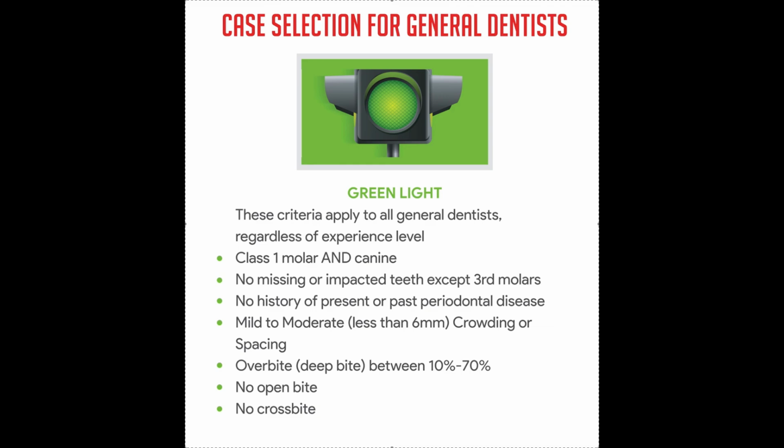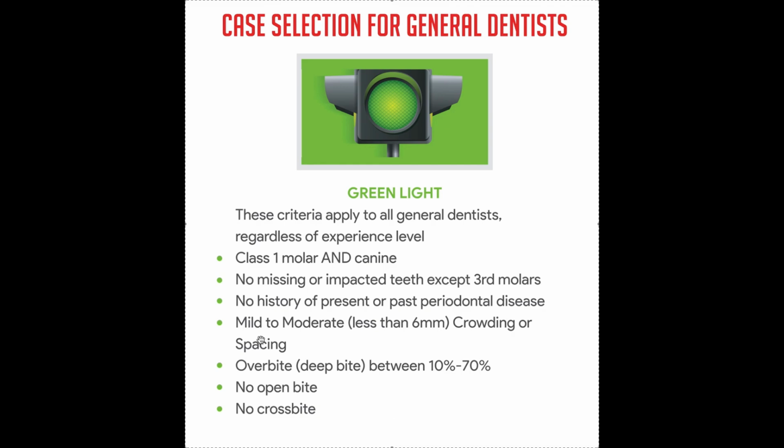When you're first getting started, your first 50 to 100 to 150 cases should be all green light cases. So let's go over the criteria. Class 1 cases, class 1 molar and canine. Check both your molars, check both your canines. If your patient is missing teeth, nope. I only want you to pick cases with all the teeth in from 7 to 7. That means from second molar to second molar, okay?